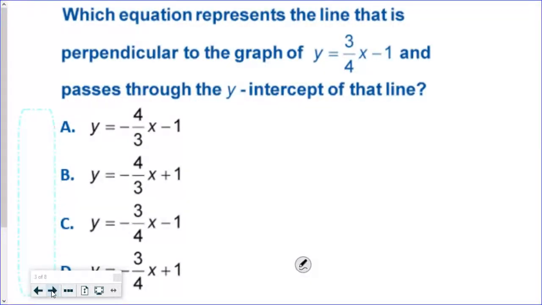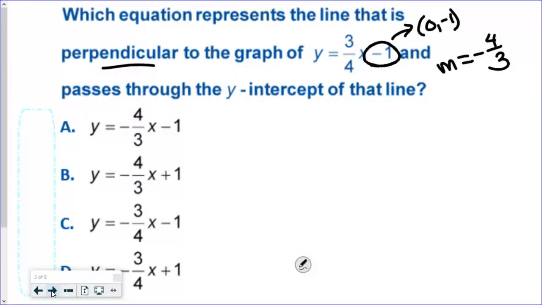Okay, which equation represents a line that is perpendicular, meaning my slope is an opposite reciprocal. Okay, so I have to flip and flop, and if it's positive, make it negative. So I look at the slope. That narrows it down for me. But again, it passes through the y-intercept. The y-intercept is the ordered pair (0, -1). Remember what a y-intercept is.